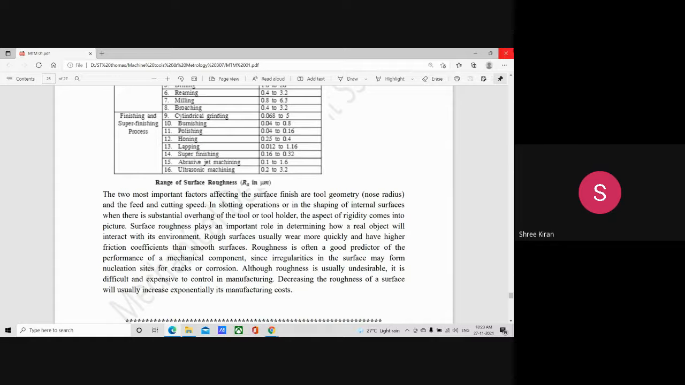So this is what happens. Today we have been discussing planing, machine work holding devices, the surface roughness obtainable, and indexing. All this has been discussed today.